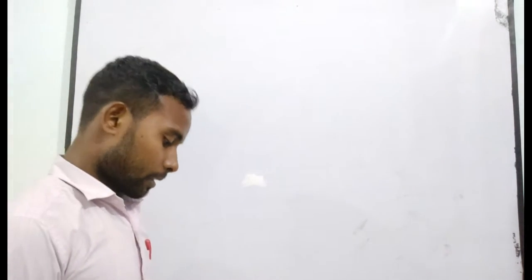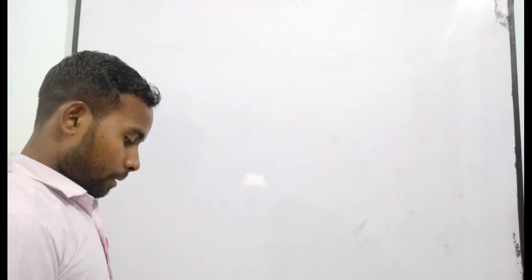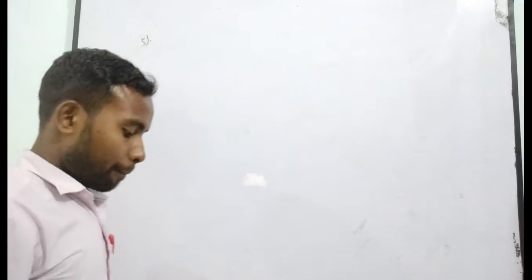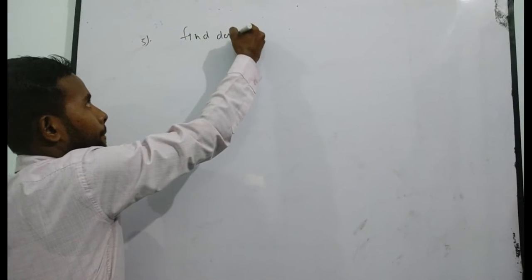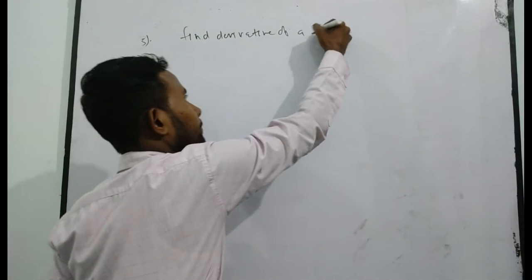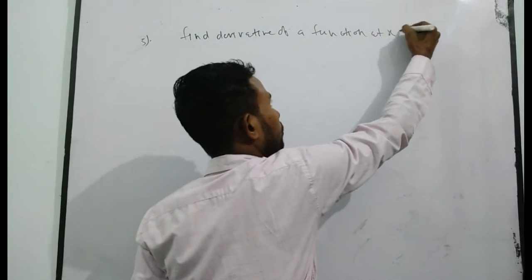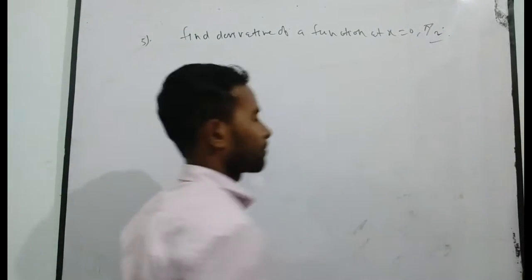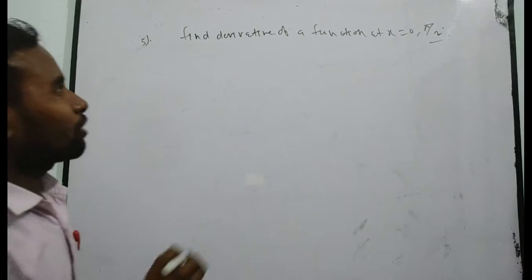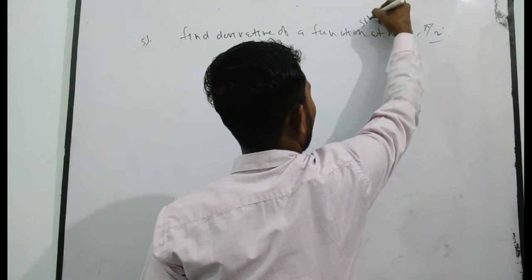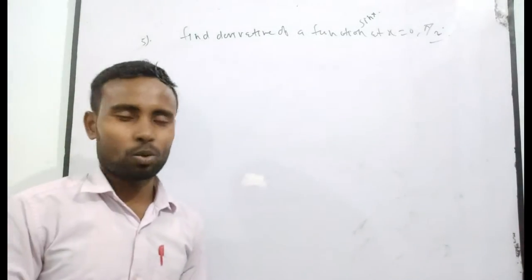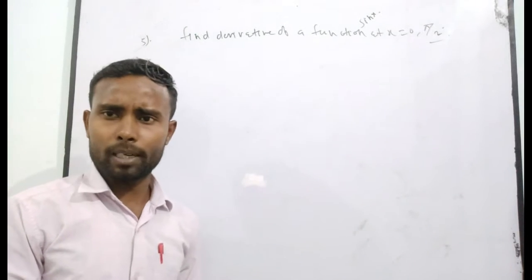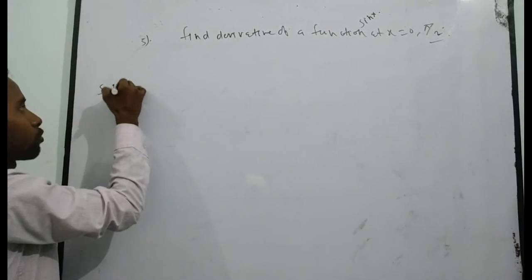In the next question, question 5. Find the derivative of the function sin x at x equal to 0 and pi by 2. There are two values, x equal to 0 and pi by 2. I don't like to find them separately, but you can proceed separately, don't worry. If you wish, I want to solve it.